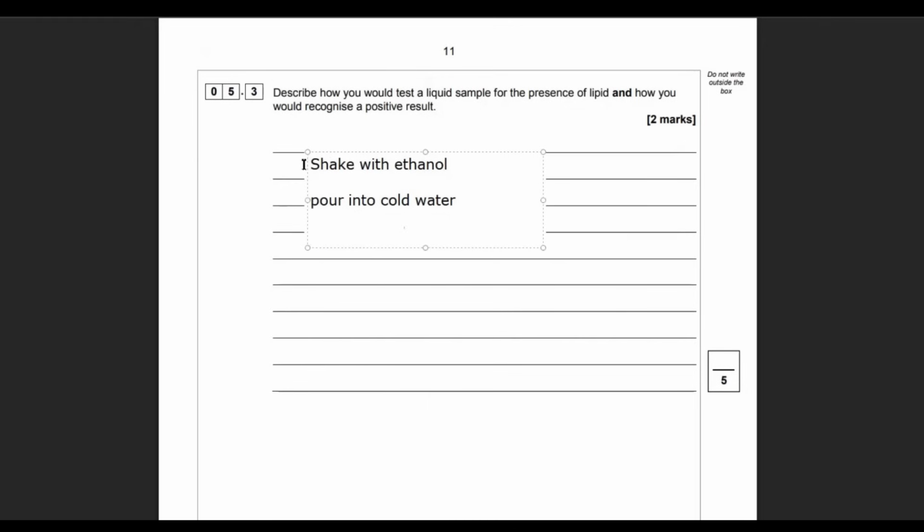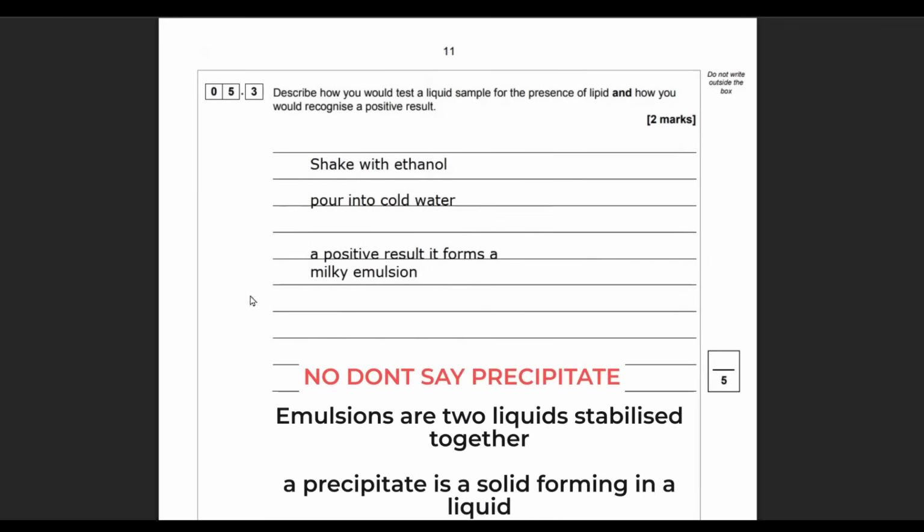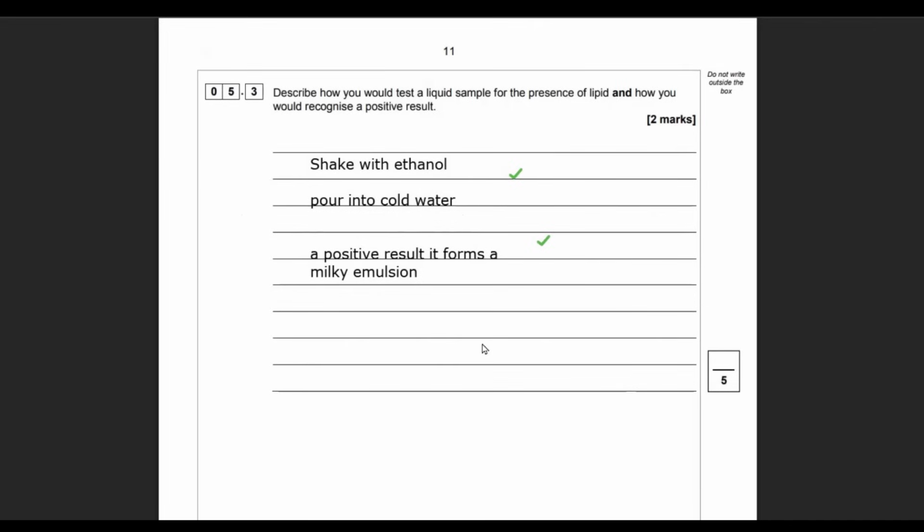All right, here's what I would do. I would shake with ethanol and then I would pour into cold water and you get an emulsion. So it's called the emulsion test. A positive result, it forms a milky emulsion, like a white cloudy emulsion, or precipitate. It's known as the emulsion test. Shake with ethanol, pour in cold water, it goes milky white.